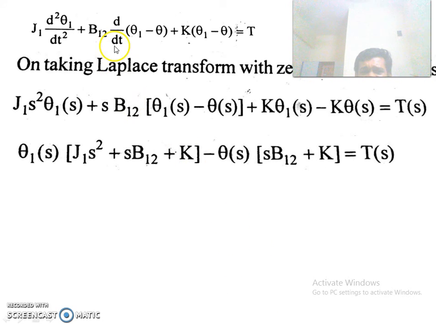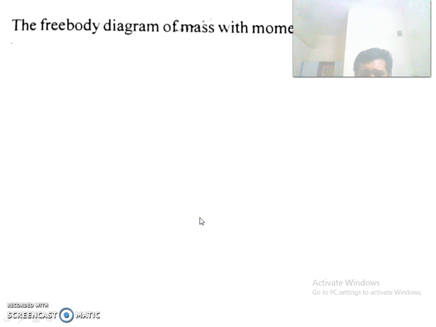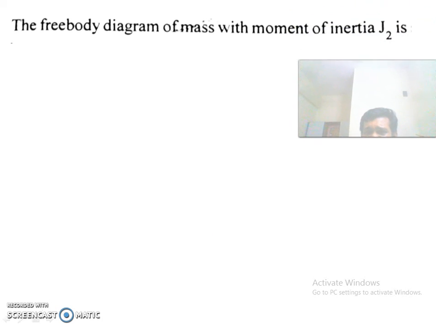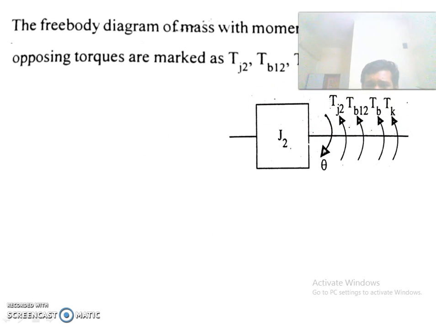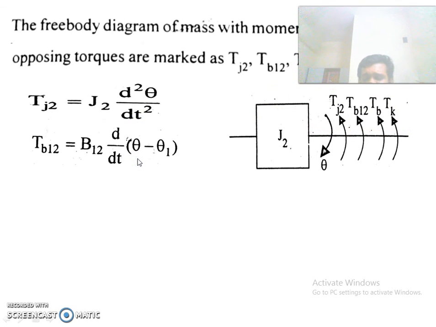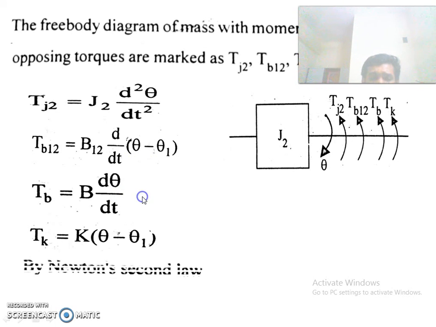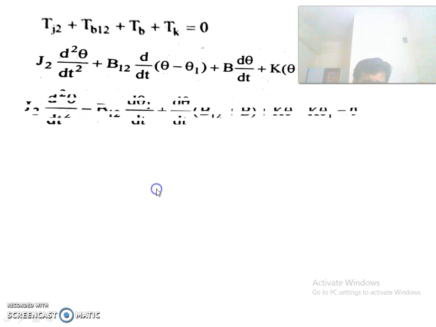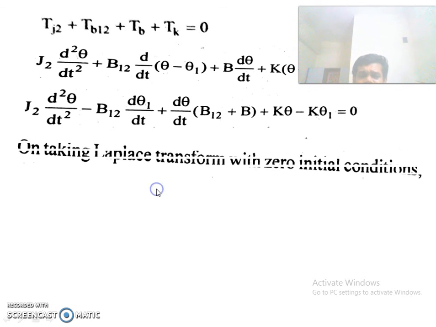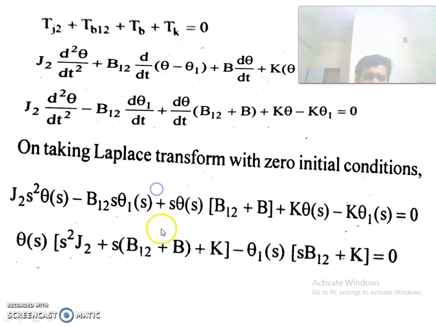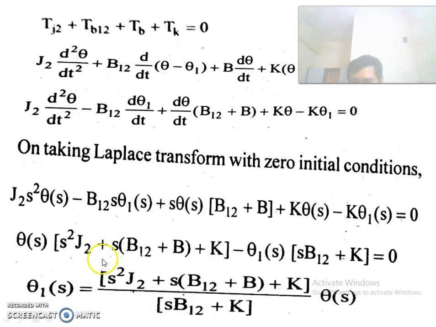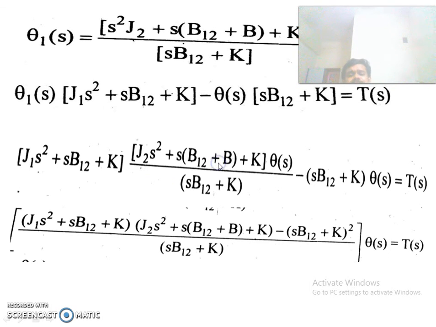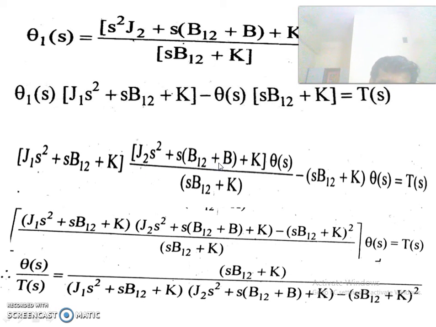From the differential equation you take the Laplace transform, and after that you go for the free body diagram of J2. You find the opposing torques. In J2 you have only opposing torques and no applied torque. Then you equate it using Newton's second law, take the Laplace transform, and find the value of theta 1 of s. After finding theta 1 of s, you substitute it in the first equation. After simplification, you get the transfer function.